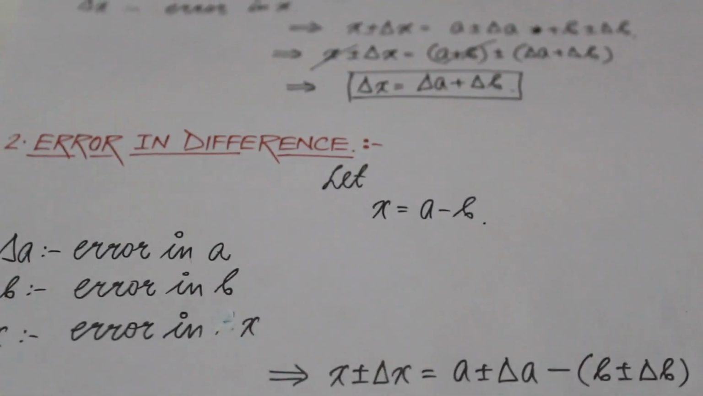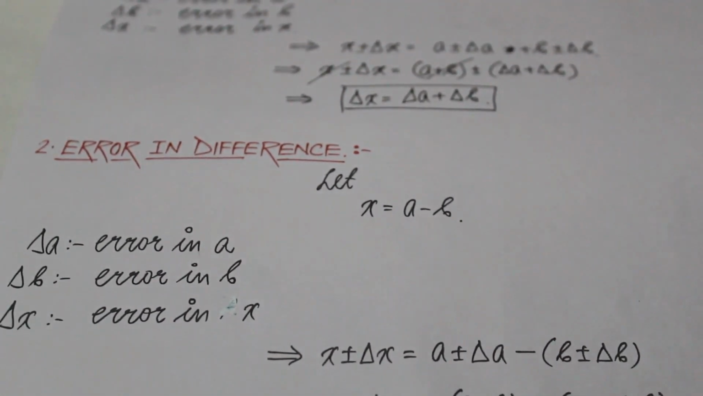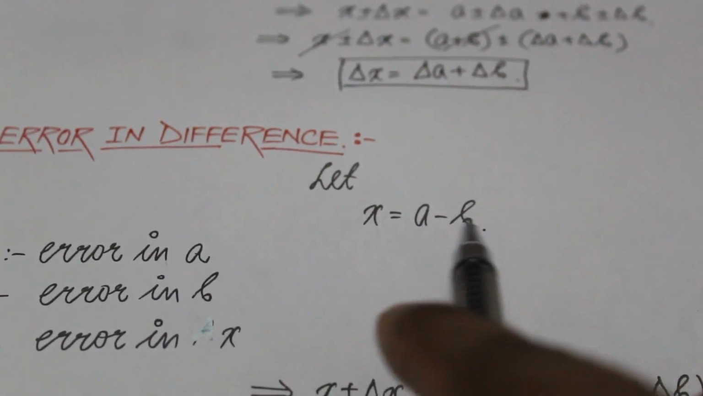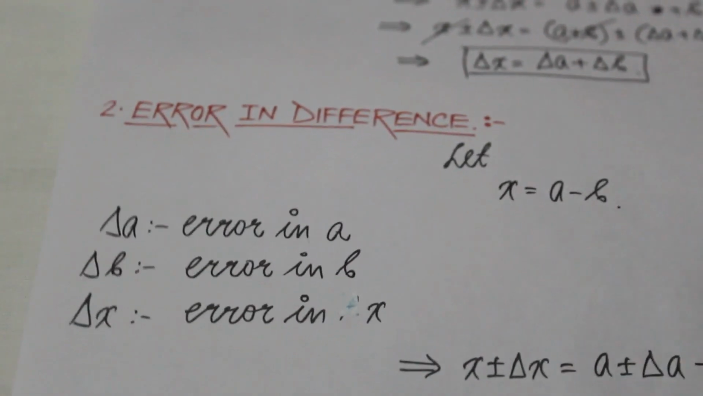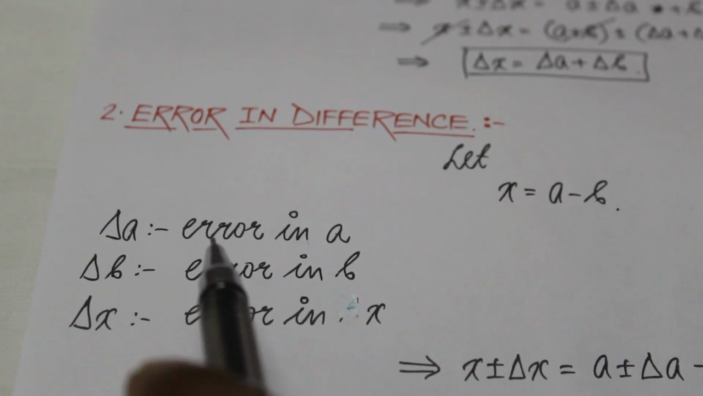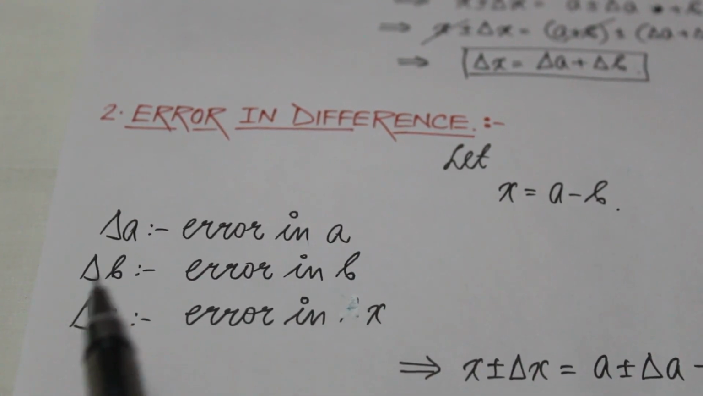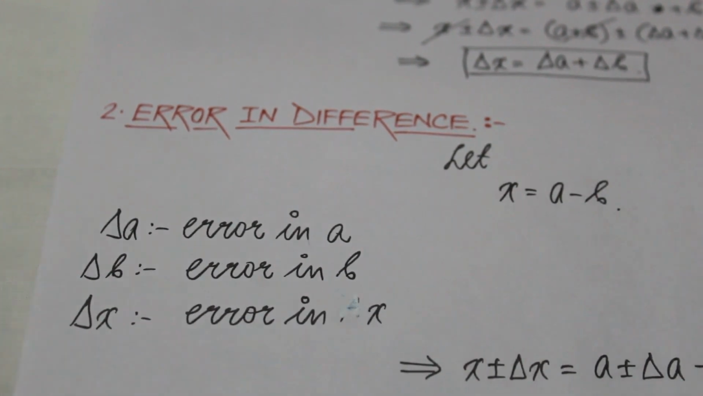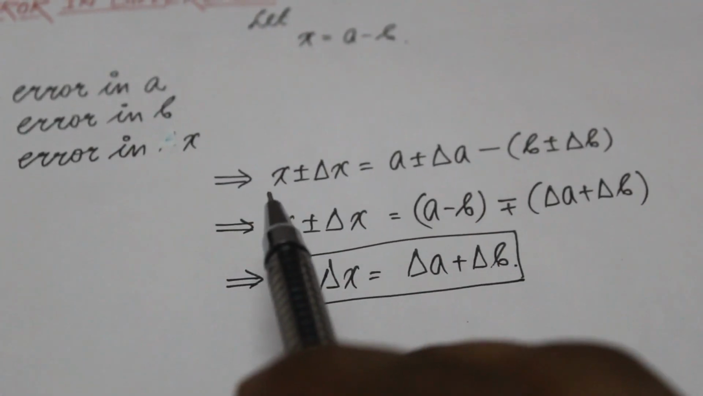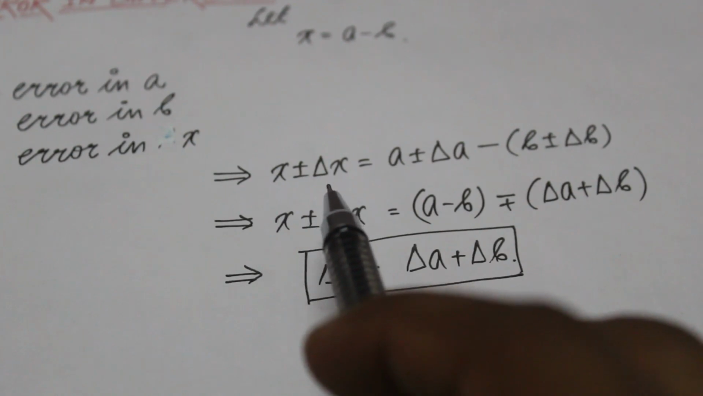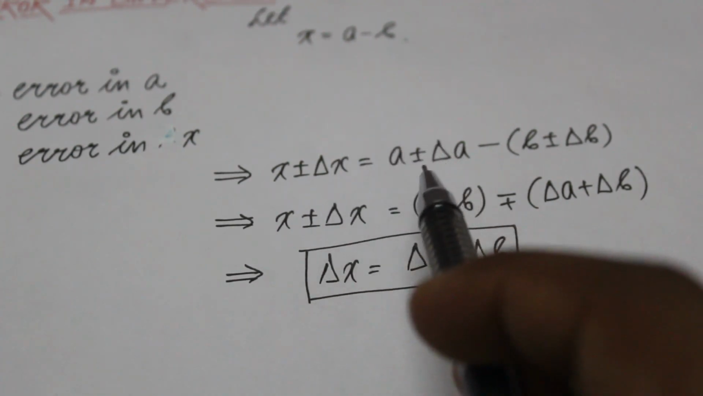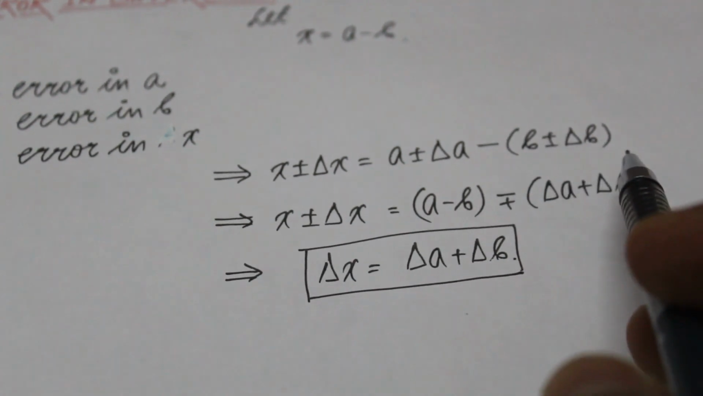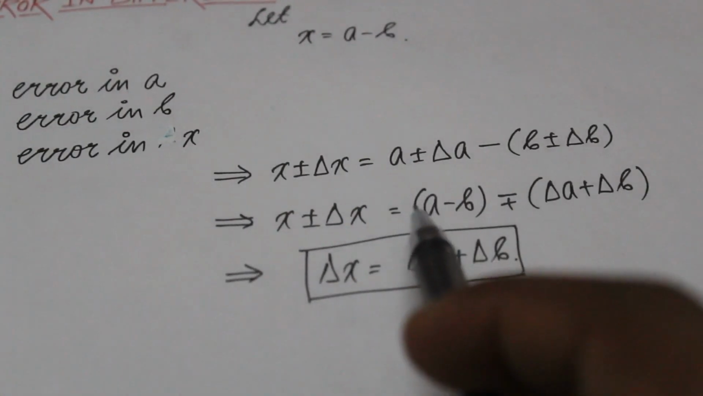Moving on, how to find out error in difference. Again, let's say there is a quantity x which is given by a minus b. Delta a is the mean error in a, delta b is the mean error in b, and delta x is the mean error in x. So we can write it in the form x plus minus delta x is equal to a plus minus delta a minus b plus minus delta b.